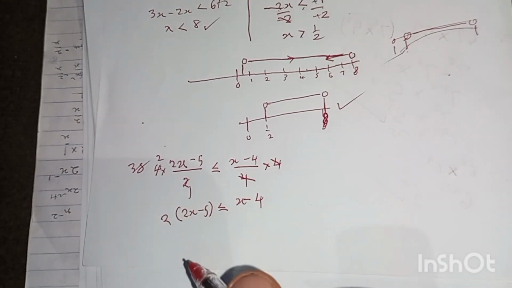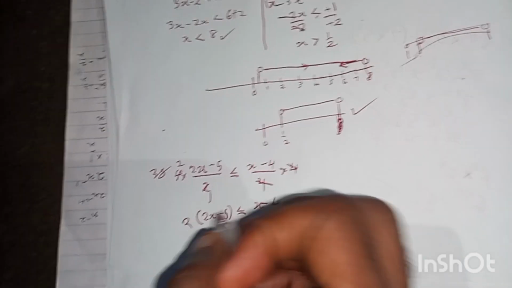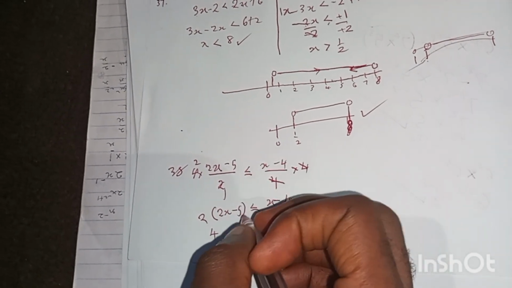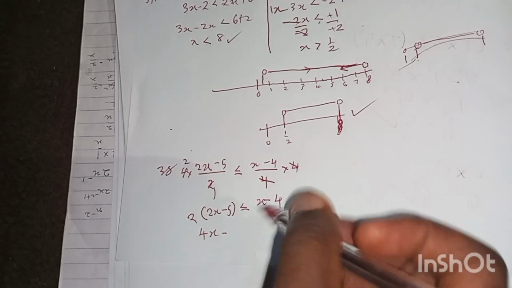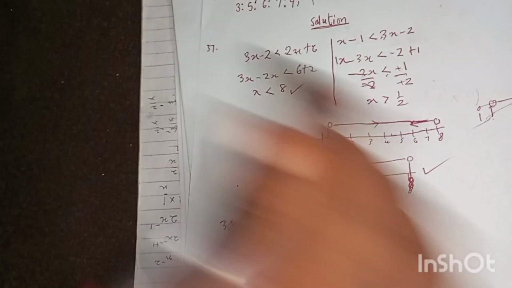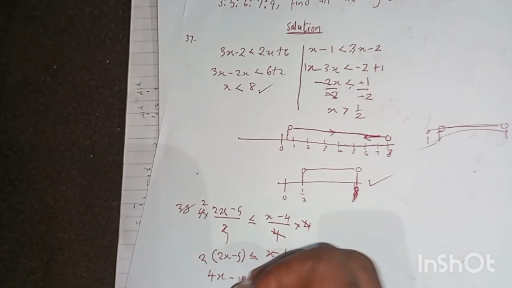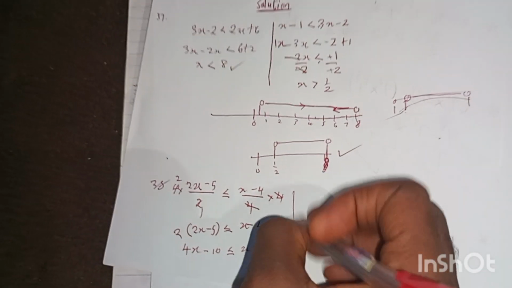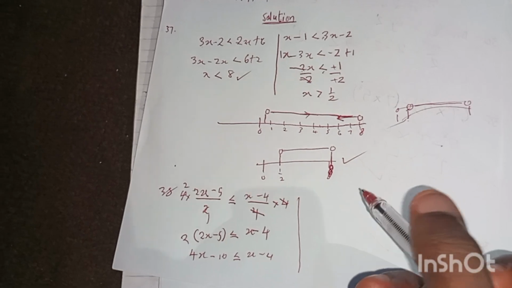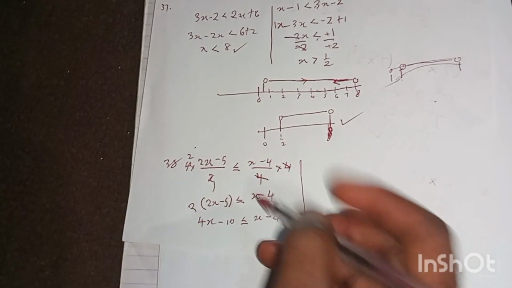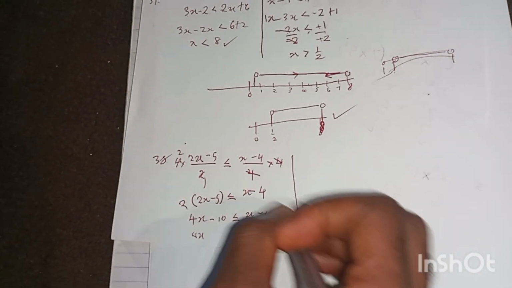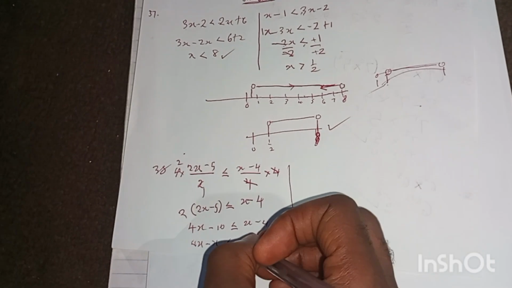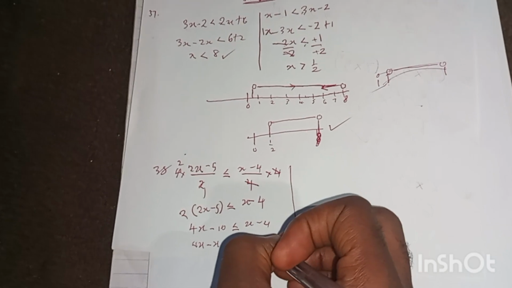Okay. Open the bracket. It's less than or equal to. Open the bracket. We have 4x minus 2 times minus 5, that's going to be minus 10, then less than x minus 4. So collect like terms. 4x, bring x over here, becomes minus x, less than or equal to x minus 4. So minus 4 is going to be left here, and the minus 10 is going to become plus 10.